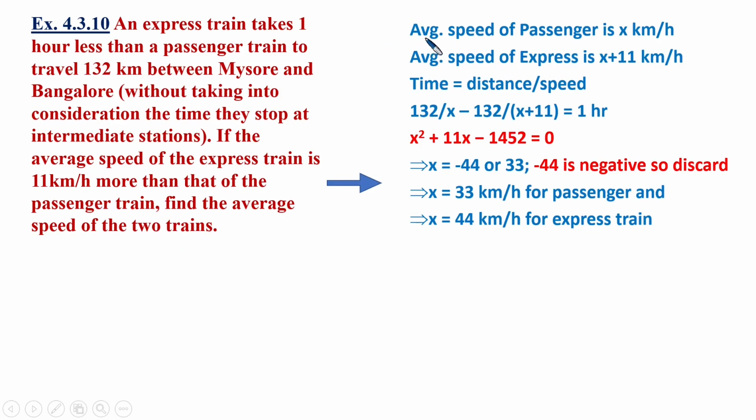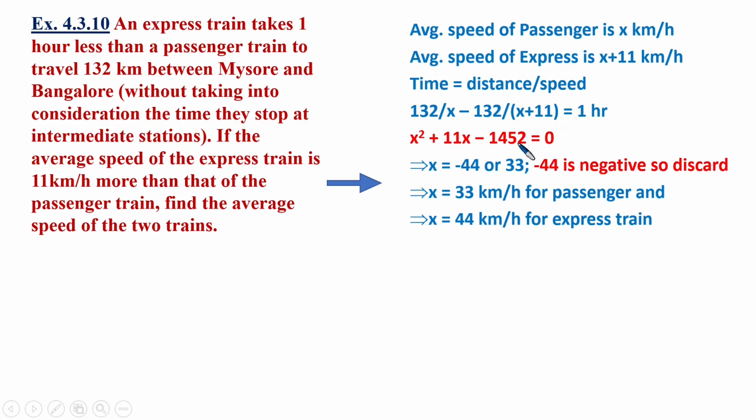So how do you find it? Let us say the average speed of the passenger train is x kilometers per hour and the average speed of the express train is x plus 11 kilometers per hour, which is the higher speed. Speed is distance by time, so time is distance by speed, and the distance traveled is 132. So the time for the passenger train will be 132 by x, and for the express train, 132 by x plus 11. The difference is 1 hour, as it has been said here.